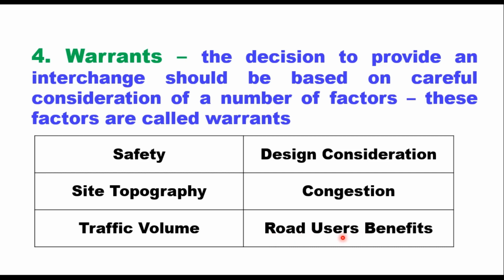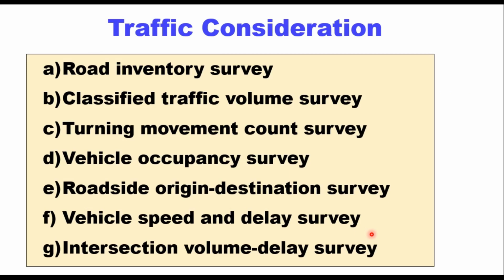And the last is road users benefit. An interchange may be warranted if the analysis shows that road user benefits will exceed the cost over the service life of the interchange. An interchange is justified when the total traffic of all arms of an intersection exceeds 10,000 PCU per hour, or when there is a high rate of fatal accidents at an intersection in spite of all possible traffic control measures.